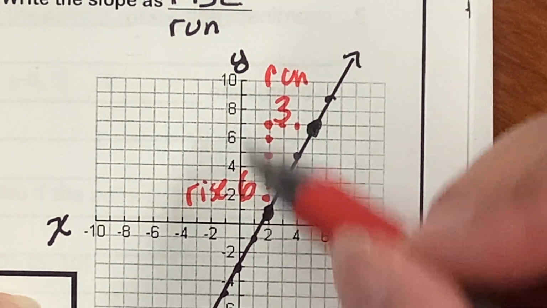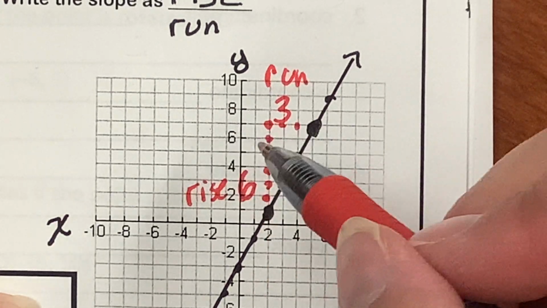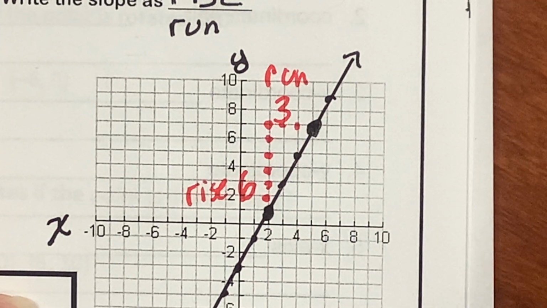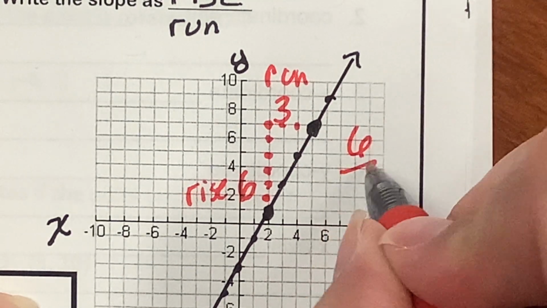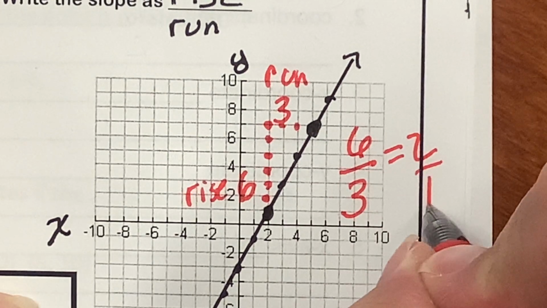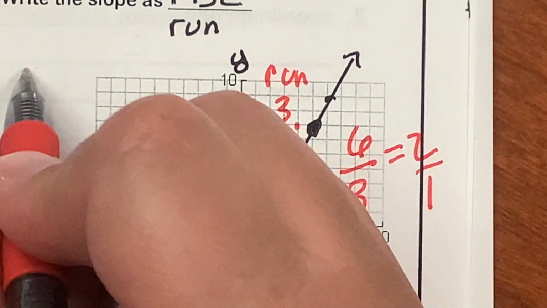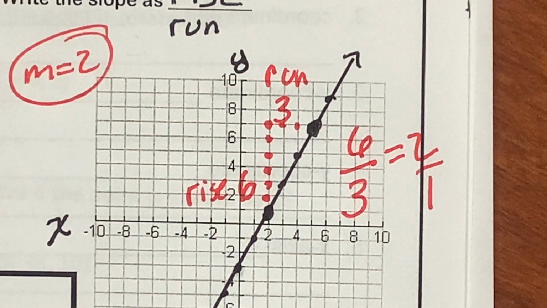So my change in y is 6 because I'm going up 6. My change in x is 3. So rise over run, I get 6 over 3, which comes down to 2 over 1, which is just m equals 2. Not too bad, you can do this.